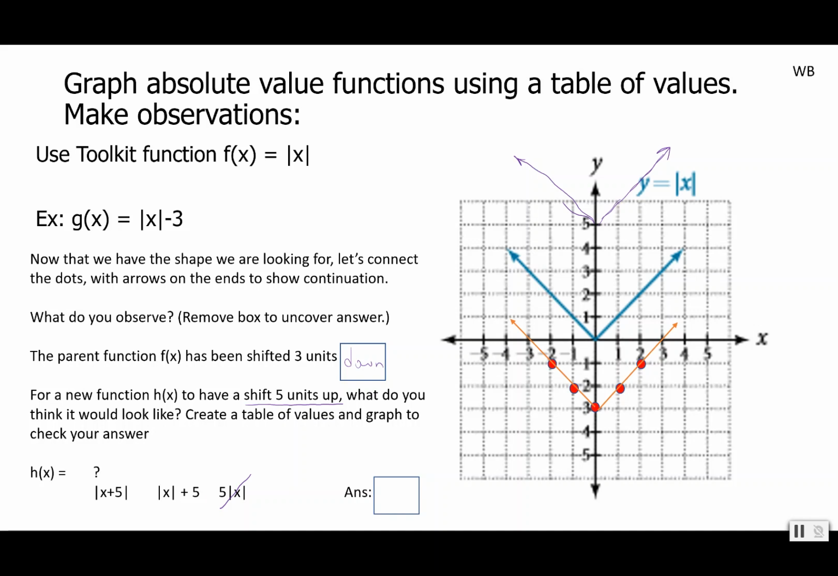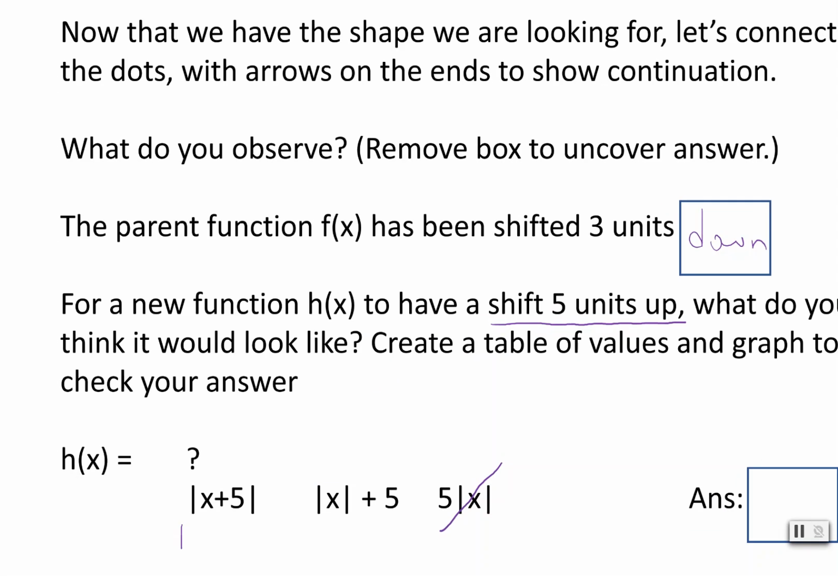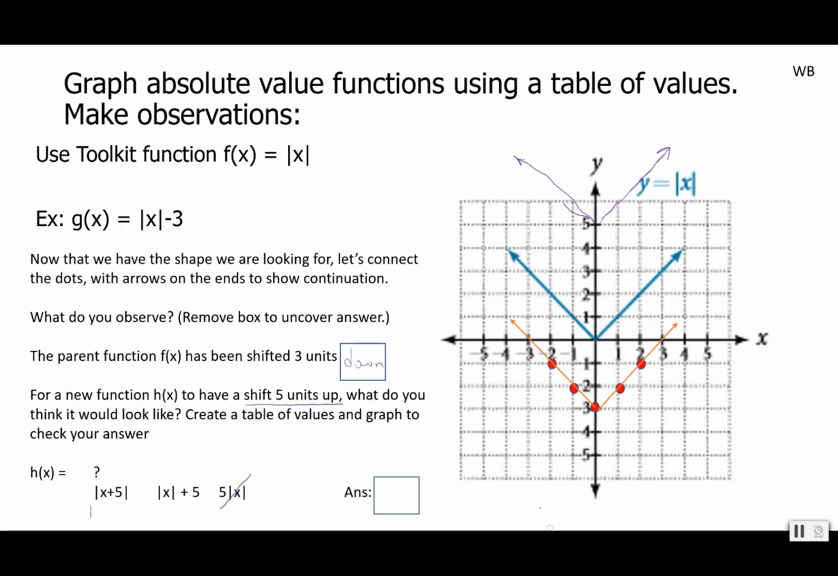Let's try a negative number to see what happens. Let's put in -1, and we're hoping that we get 6, right? So if I do the absolute value of -1 plus 5, I'm going to do it up here, that gives us the absolute value of 4, which is 4. That did not work. Let's try this other one.